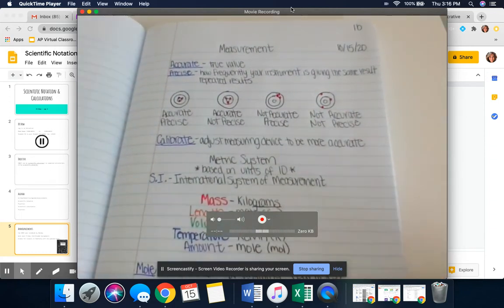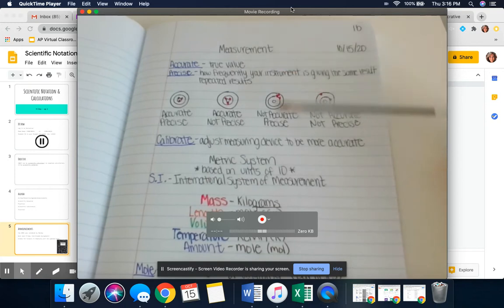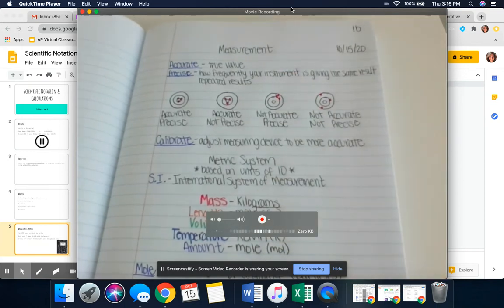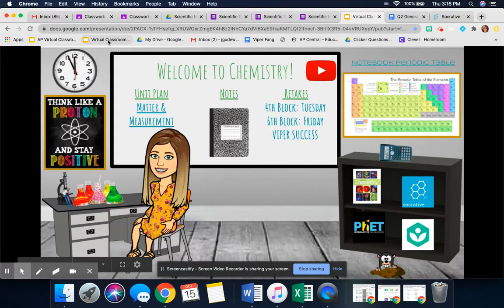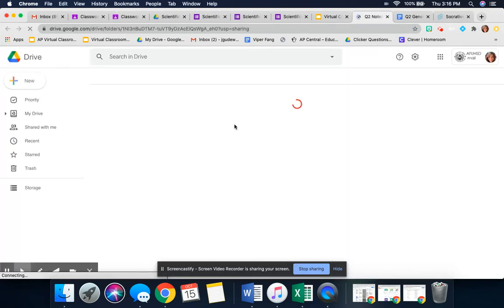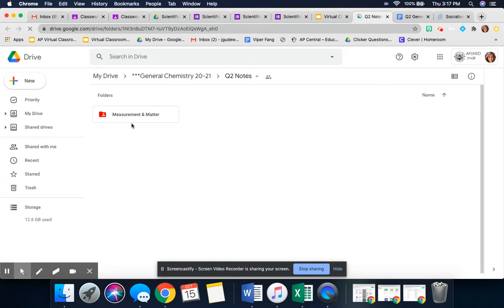Remember yesterday we talked about measurement. And again, if you weren't here yesterday, what you can very easily do is find these notes by going to the virtual classroom. I've bookmarked my virtual classroom because you're going to be using it a lot. You may as well. And if you have missed any notes, remember that you click on the notebook. When you click on the notebook, it takes you to a shared folder in My Drive where you can access your notes. So we're in measurement and matter as a unit. You click here.